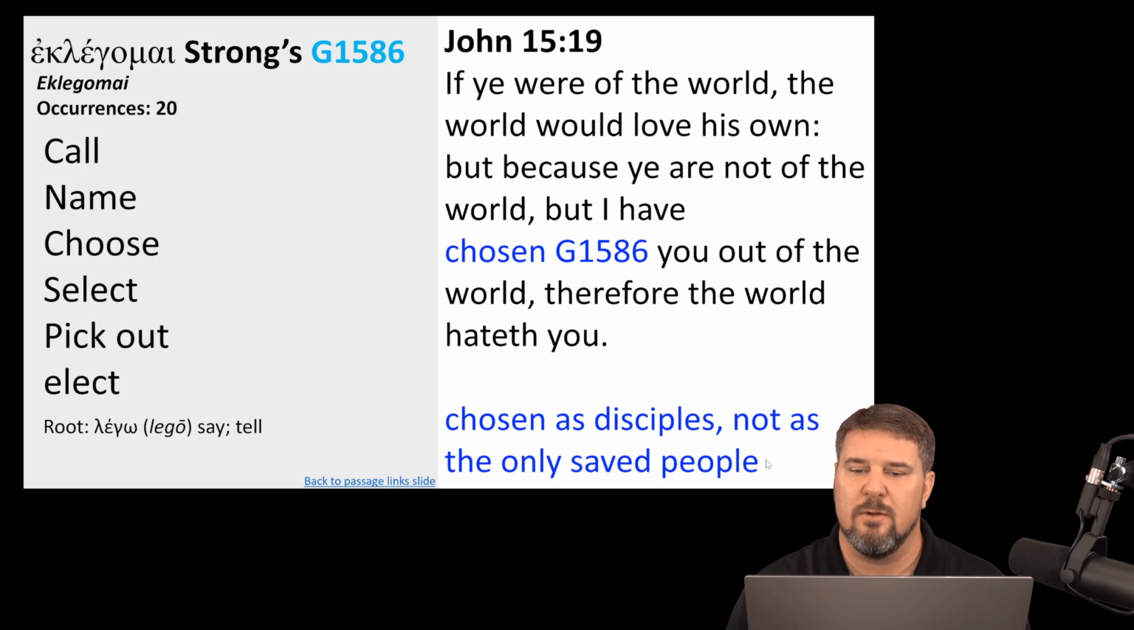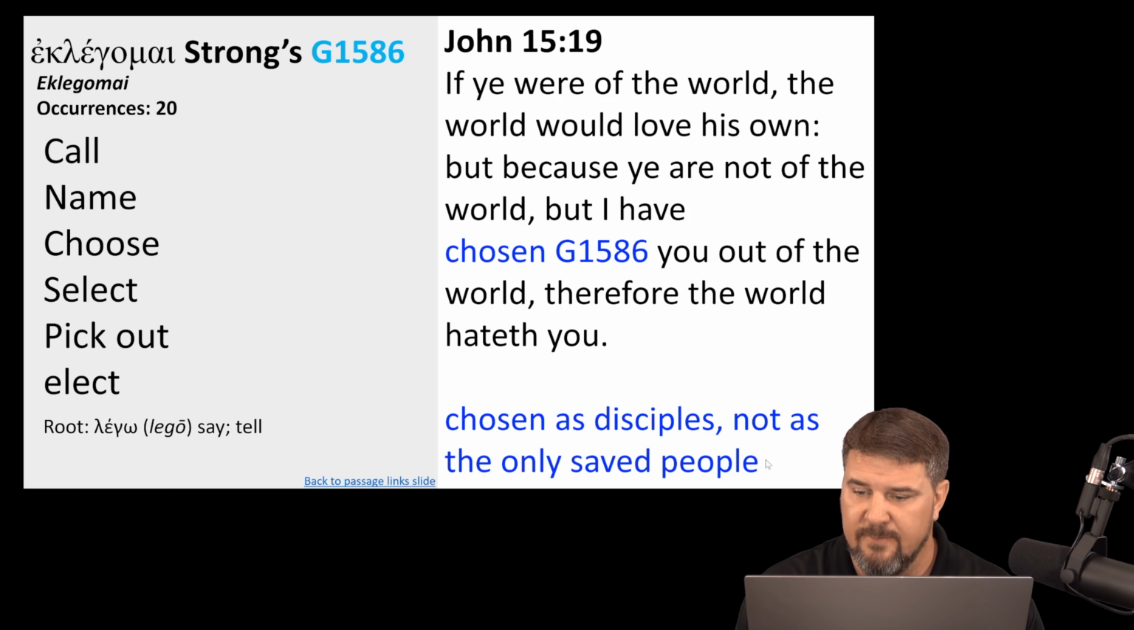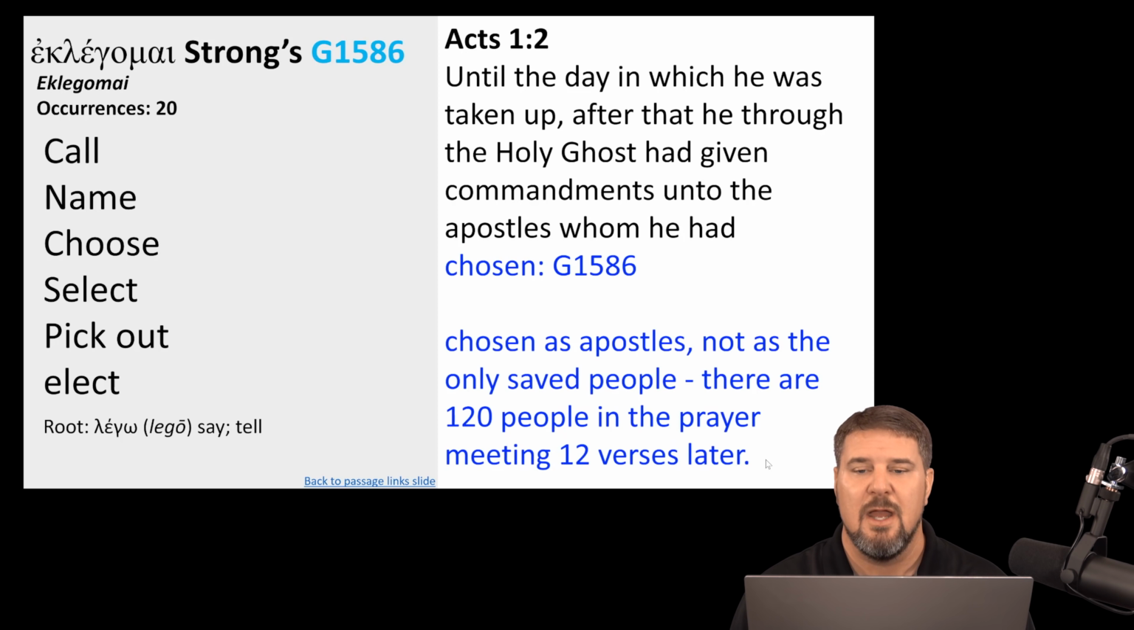John 15:19, "If you were of the world, the world would love his own. But because you are not of the world, but I have chosen you out of the world, therefore the world hateth you." So they're chosen as disciples, not as the only saved people. Acts 1:2, "Until the day in which he was taken up, after that he through the Holy Ghost had given commandments unto the apostles whom he had chosen." Chosen to be apostles, not as the only saved people. There are 120 people at the prayer meeting twelve verses later. So the ones chosen are not the only saved people.